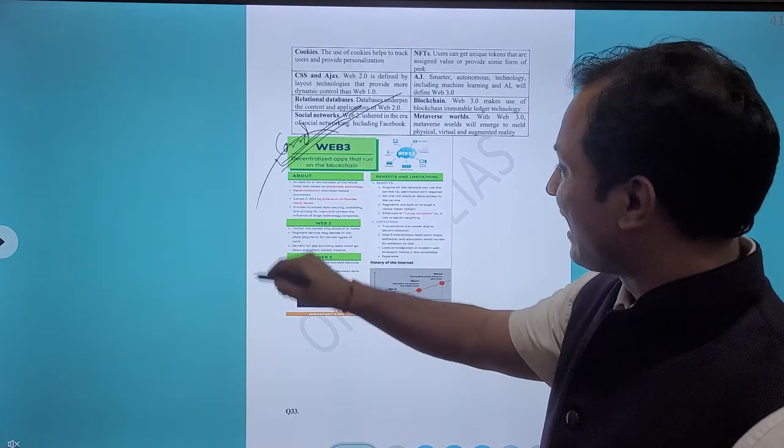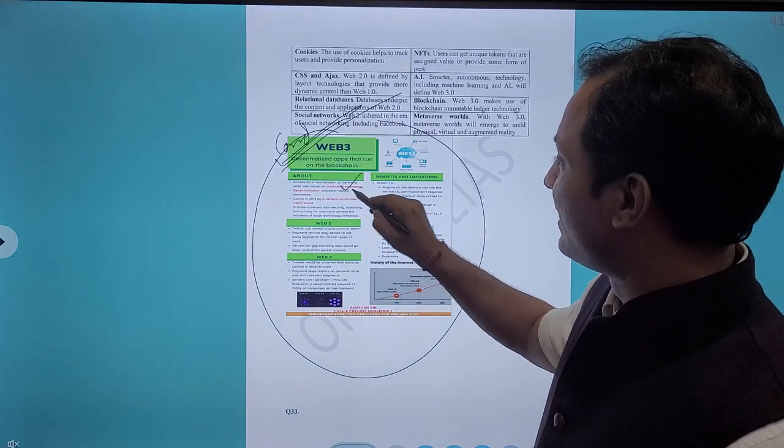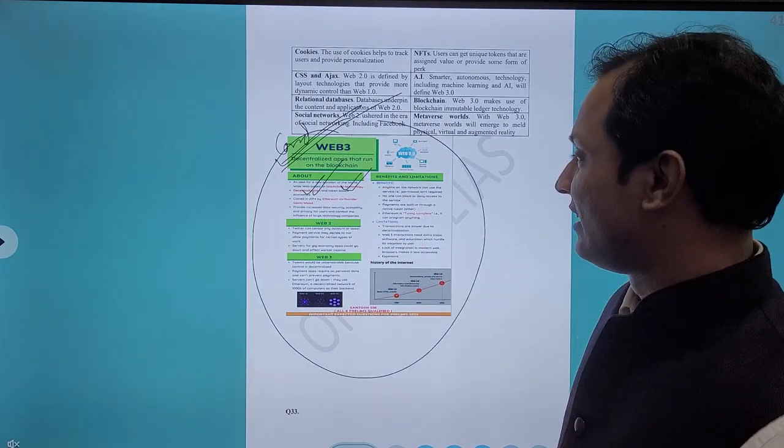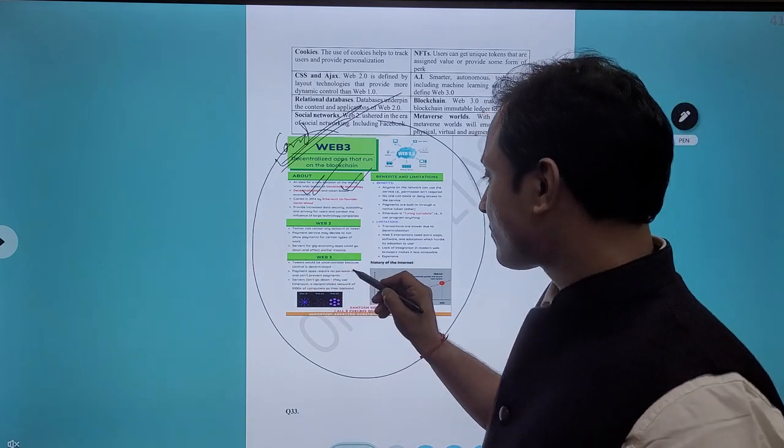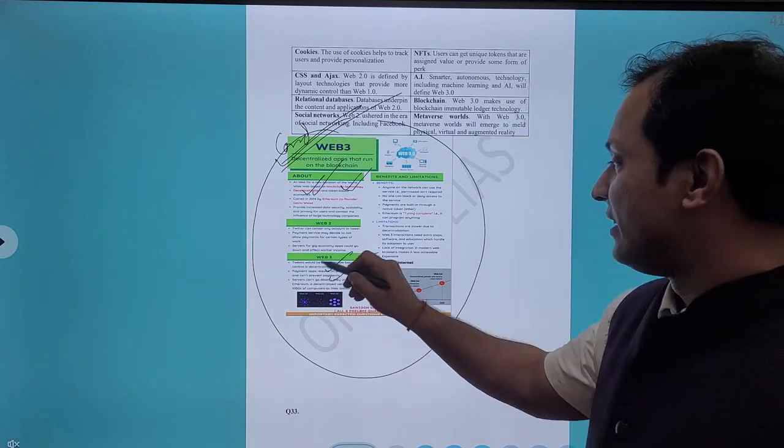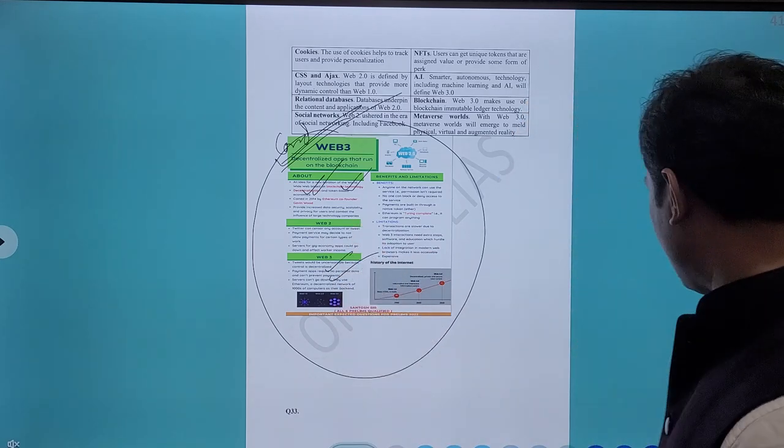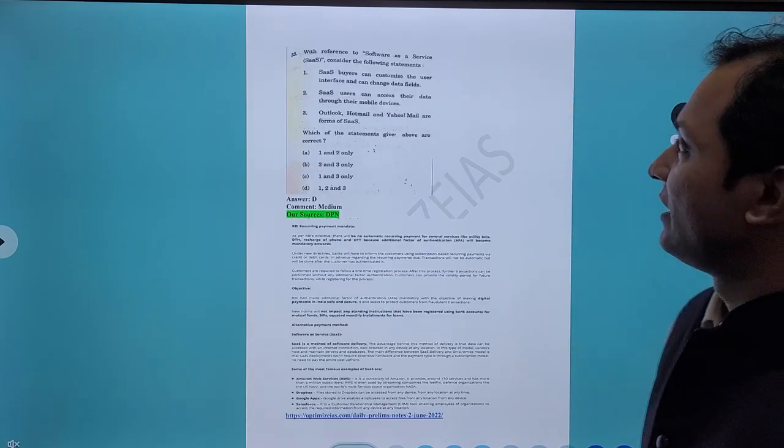You see, exactly I have given blockchain technology, decentralized technology, guys. Okay, you see here, community centric, guys. Exactly this question has come in the exam, guys.